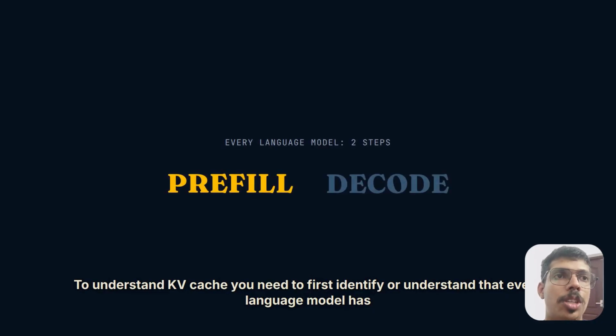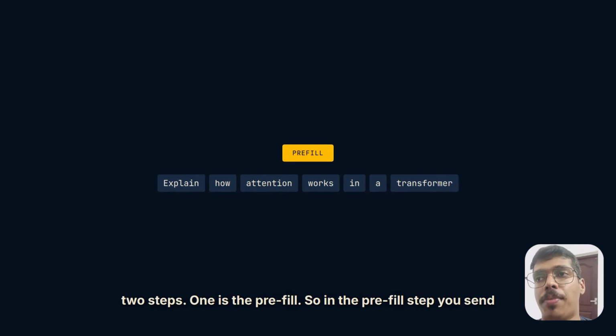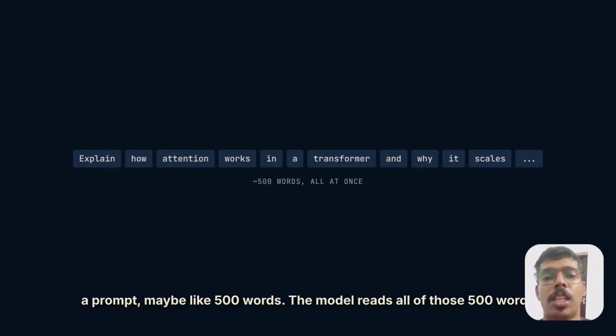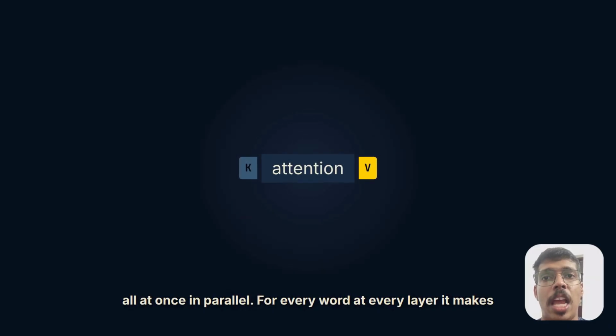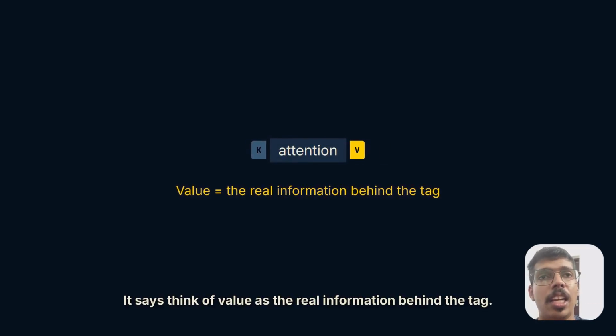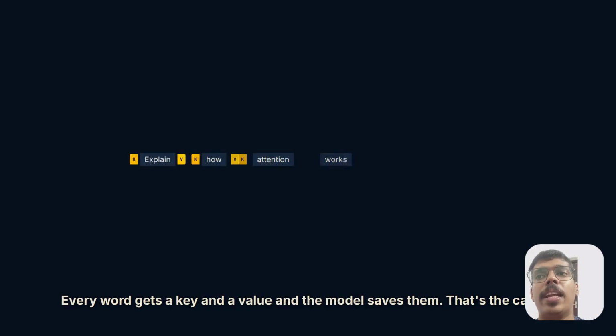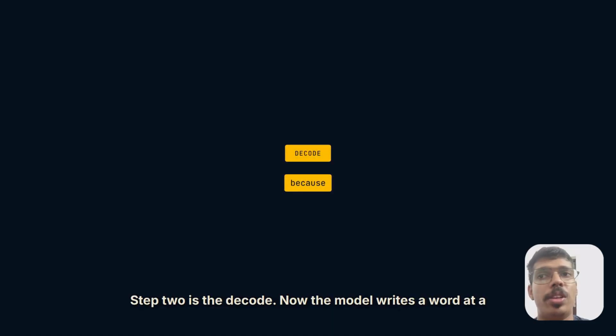To understand KV cache, you first need to understand that every language model has two steps. One is the prefill. In the prefill step, you send a prompt, maybe like 500 words. The model reads all of the 500 words at once, in parallel. For every word at every layer, it makes two things: a key and a value. Think of the key as the name tag, and think of the value as the real information behind the tag. Every word gets a key and a value, and the model saves them. That's the cache.